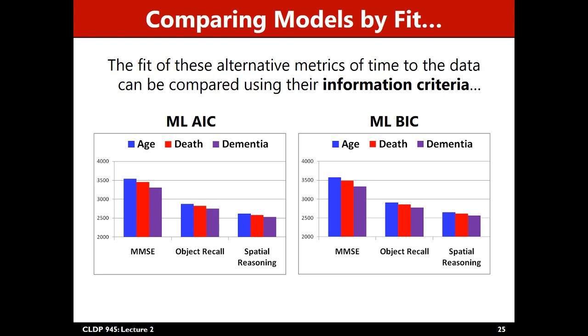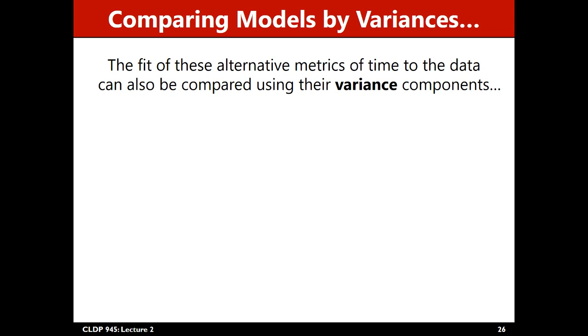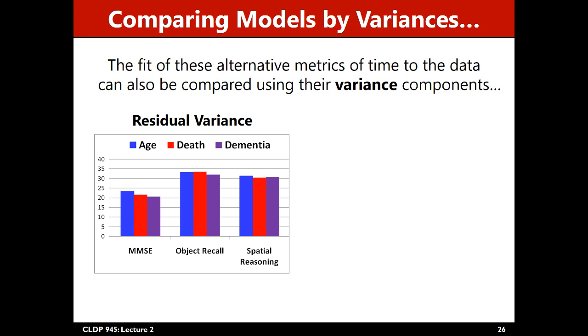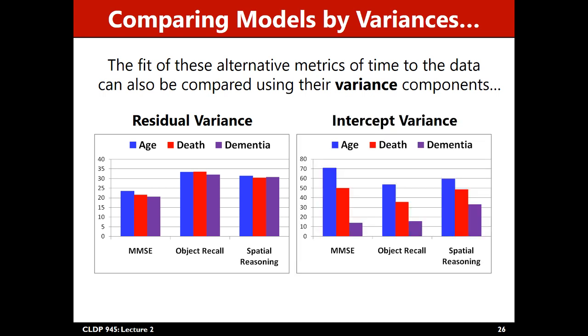Do you remember what the rule is from AIC and BIC? Smaller better or bigger better? Smaller. So which color model wins here? Purple. Yes, the dementia models appear to have the best fit relative to the three. We can also look at the differences across these models and their variance components. Now note, residual variance, not that different. Intercept variance, very different. This is foreshadowing.